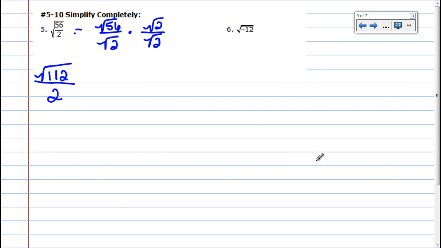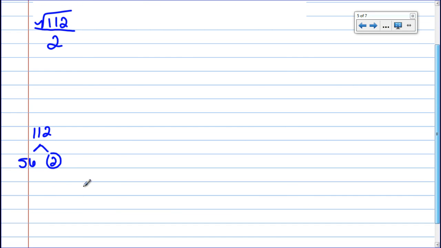So I'm going to come down here. Hopefully I have space. And I'm going to simplify my 112. Well, I know that it was 56 times 2, so I'm going to start there. There's a prime. And then 56 breaks down into 14 times 4. Well, those are both not prime, but 14 becomes 7 times 2. We're good. And then 4 becomes 2 times 2.